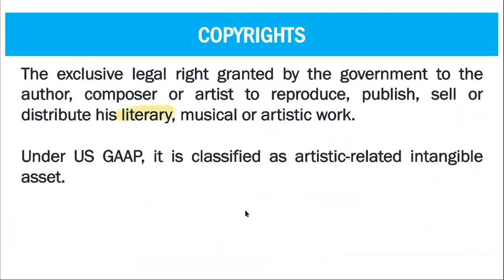That can either be literary, musical, or artistic work. So if there is an exclusive right as to a particular invention or technology, there is also an exclusive right as to your literary, musical, or artistic work. We call that your copyrights. So if you have exclusive right granted by the government to the author, composer, or artist to reproduce, publish, sell, or distribute his literary, musical, or artistic work, we call that as a copyright. Again, what is important here? There is a grant by the government.